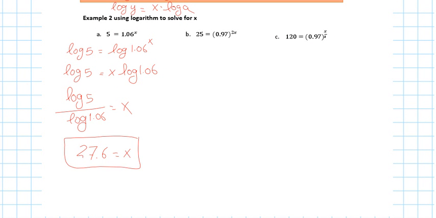Now if I plug in 27.6, so I go 1.06 to the power of 27.6, you should get something that's very, very close to 5. Right? 4.99. Yeah.